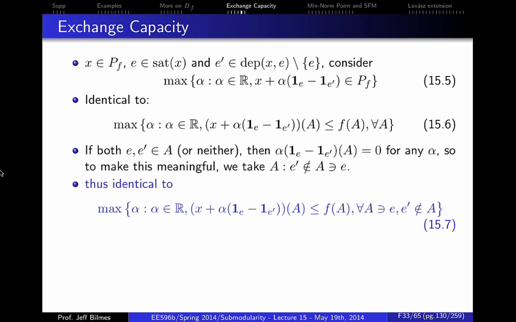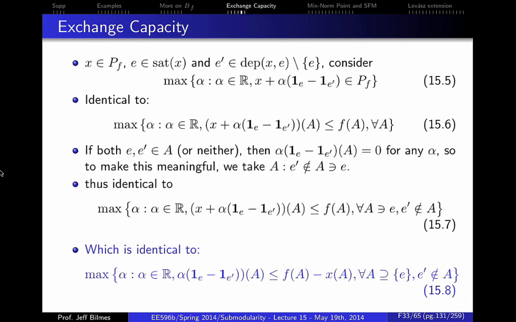And so then we add these constraints so that it actually becomes a meaningful statement. But then this is identical to, just rearranging a couple of terms, we're basically now just putting the x on the other side, which was here. So it's basically saying this vector evaluated at A has to be less than or equal to this valuation.